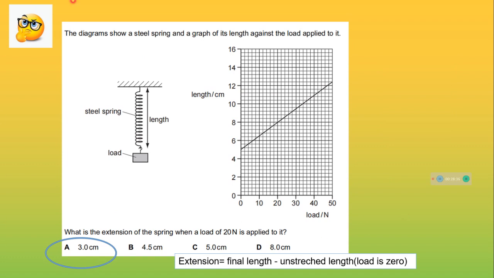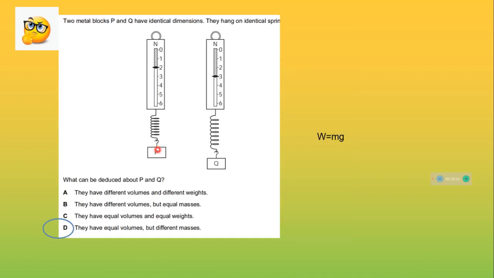The diagrams show a steel spring and a graph of its length against the load applied to it. What is the extension of the spring when a load of 20 Newton is applied to it? Here, when load is 20 Newton, the length is 8 centimeter. And when there was no load, the original unstretched length was 5 centimeter. So extension x will be 8 minus 5, 3 centimeter, because extension is final length minus unstretched length when load is 0.